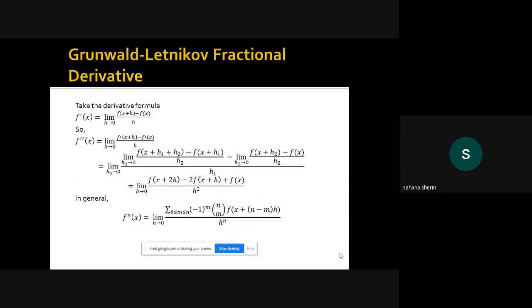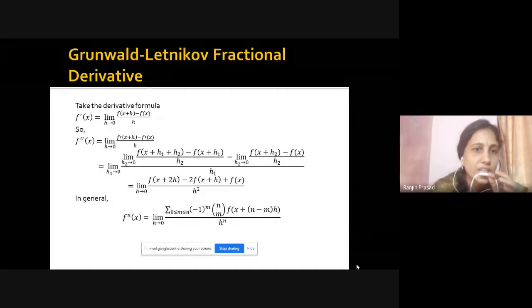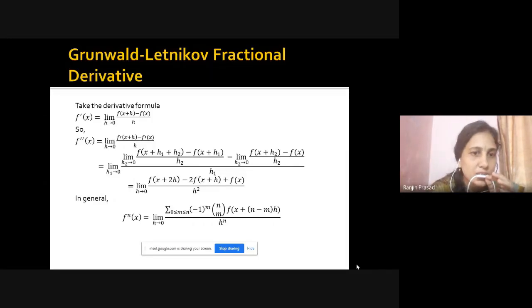Okay. Yes, ma'am. So, we are seeing the Grunwald-Letnikov fractional derivative. So f dash of x, you write f double dash of x, in that you substitute the value of f dash of x. So you'll get limit h2 tends to 0, f of x plus h1 plus h2 minus f of x plus h1 by h2. Similarly, you substitute for f dash of x, you'll get limit h2 tends to 0, f of x plus h2 minus f of x by h2, divided by h1. So h1, h2 are all equal to h, a slight difference, that's all. If you are taking that to h, what will you get? Limit h tends to 0, f of x plus 2h minus, here f of x plus h1, there f of x plus h2. So if you are taking h1, h2 equal to h, you'll get minus 2 f of x plus h, then plus f of x by h square.